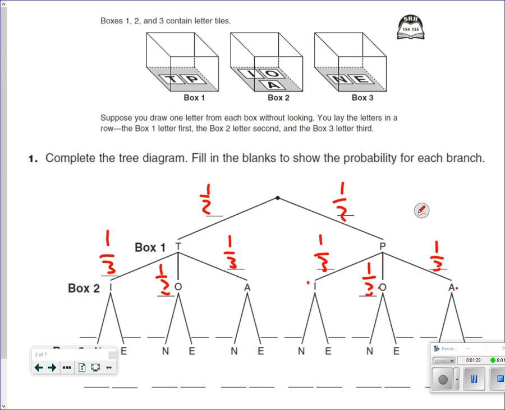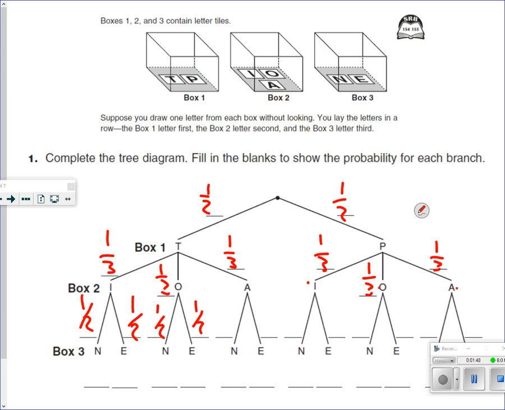Okay. Moving down to the N and the E. What are the chances of getting an N or an E? Well, that's obviously a 50-50 chance, so these are halves as well. Half for an N, half for an E, and so on for each branch.